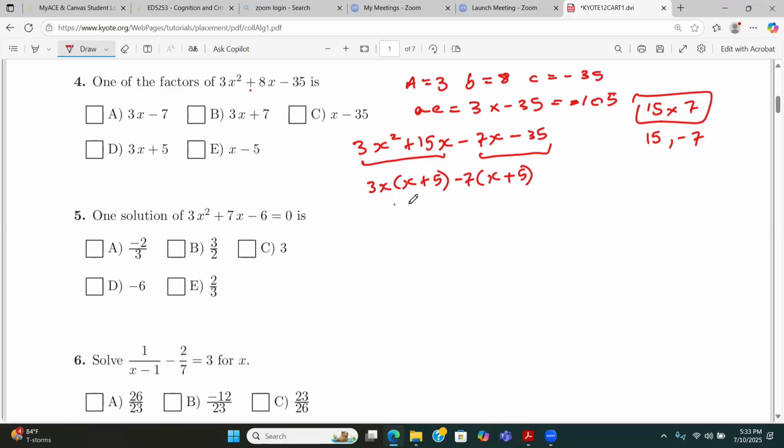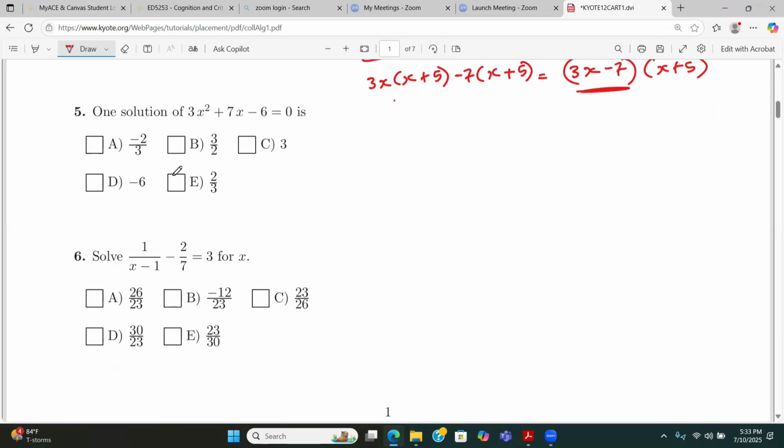So my factors are as follows. 3x minus 7, that's one, and then x plus 5, that's the other. And therefore, you should look carefully. This is the one that we're seeing. So that's just one of the ways you could do it. All right, so I'm going to try this last one, and then we stop.